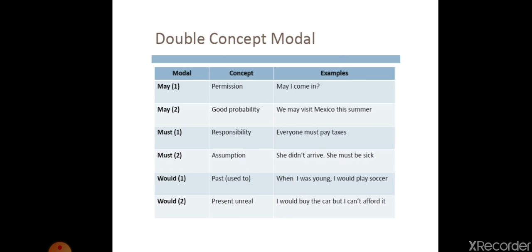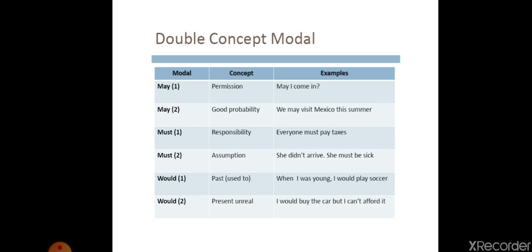With good probability, we may visit Mexico this summer. Must shows responsibility as well as assumption. Everyone must pay taxes. She didn't arrive, she must be sick.